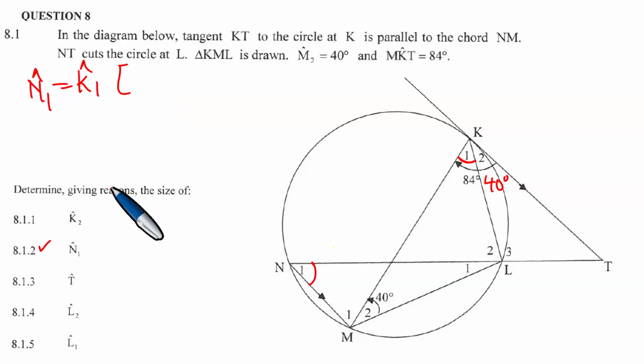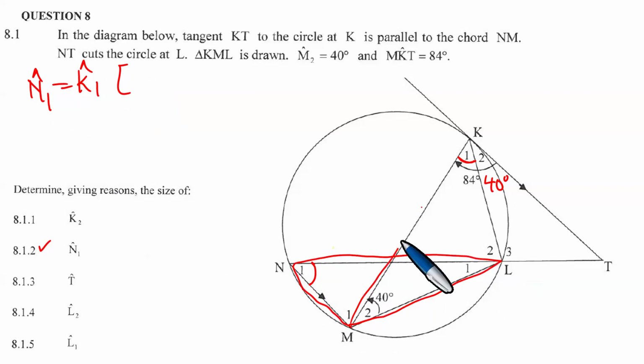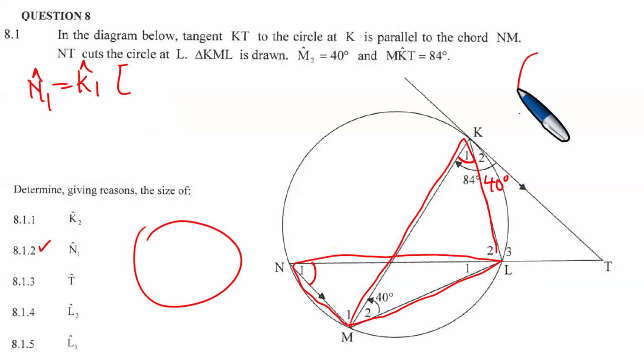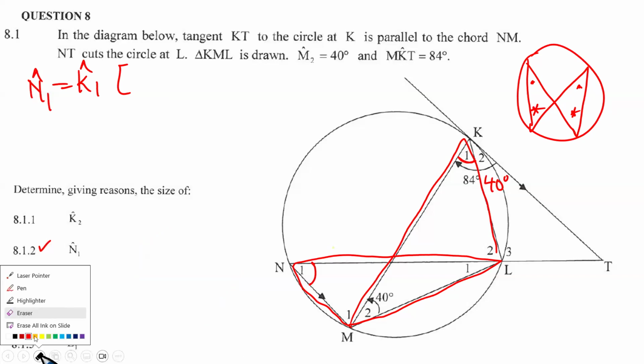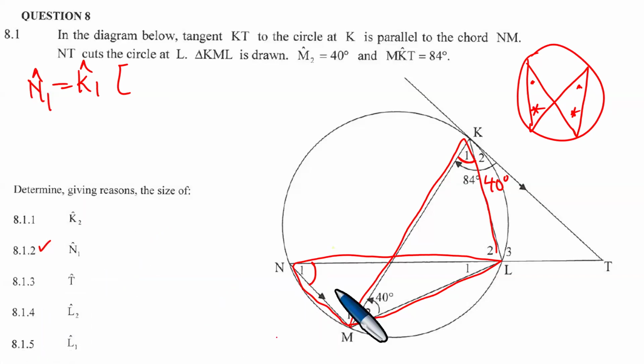And this is true because they form a butterfly, a bow tie. If you have this bow tie like that, let me draw the bow tie here. You have this angle here equals this angle there, and this angle here equals this angle there. Take note of that. In principle, the angle N1 equals the angle K1, and these are angles in the same segment.